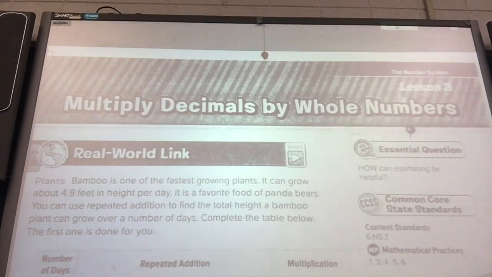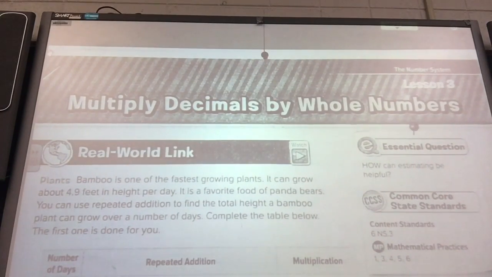All right, we are on lesson 3 today, multiplying decimals by whole numbers. We're on page 193, lesson 3 of chapter 3, the number system. Our objective today: I can multiply decimals by whole numbers. Pretty self-explanatory. If you are not on page 193, make sure you get there right now because we are starting with our real world link.